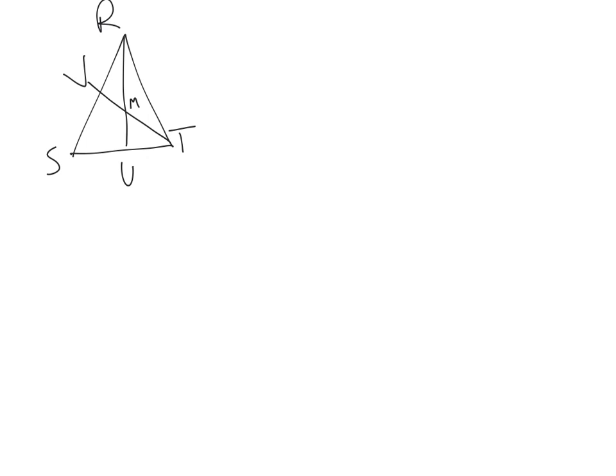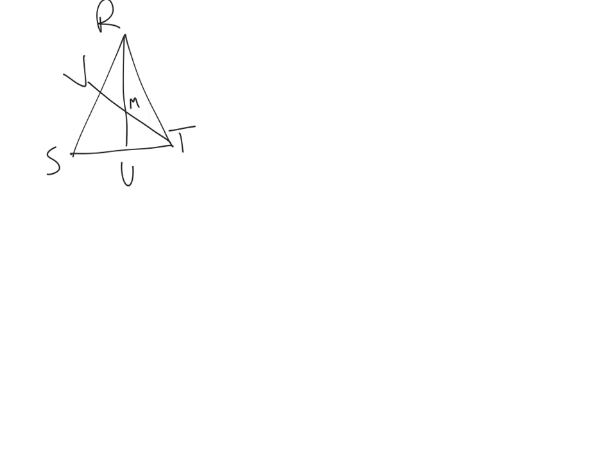Okay, so we got a triangle. It's RST. We don't really know what the parameters of it are, and we got U, which is not bisecting but intersecting S and T, and then we've got another line over here where we got an M in the center. We've got a V here. Why they used U and V, which kind of look similar when I draw them, especially.